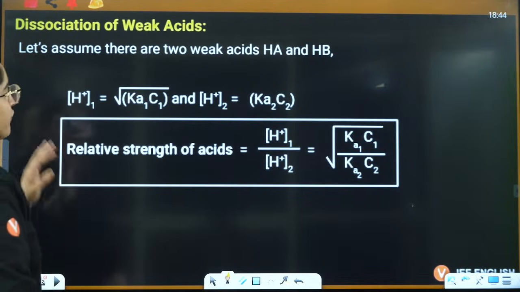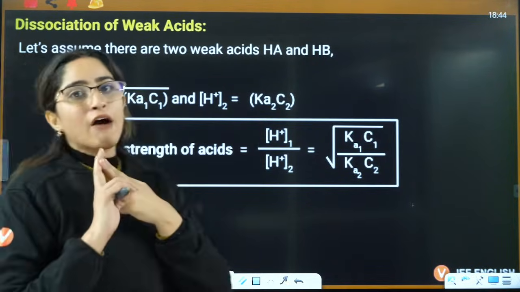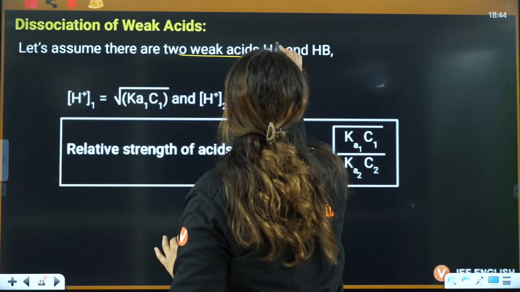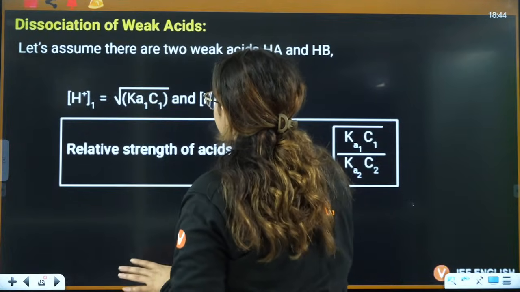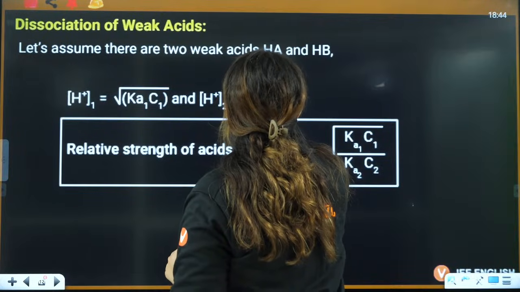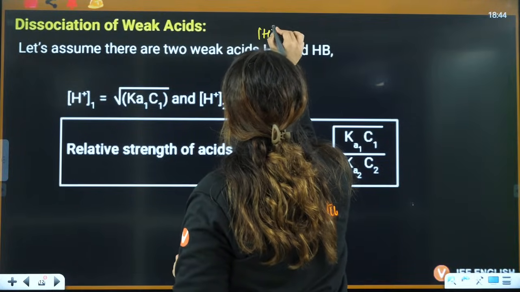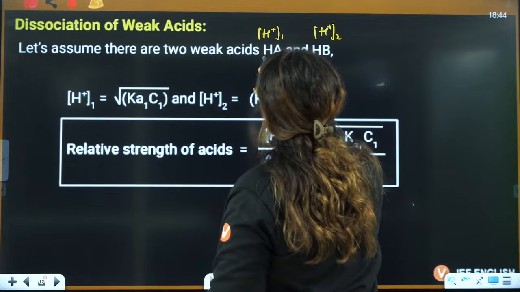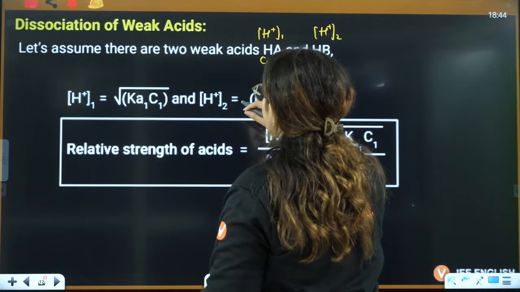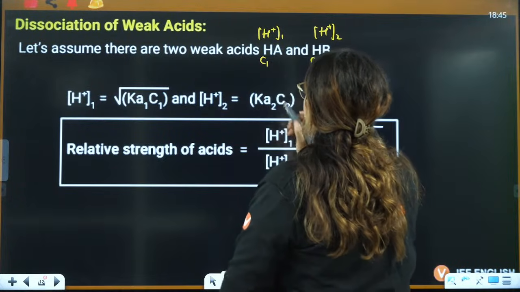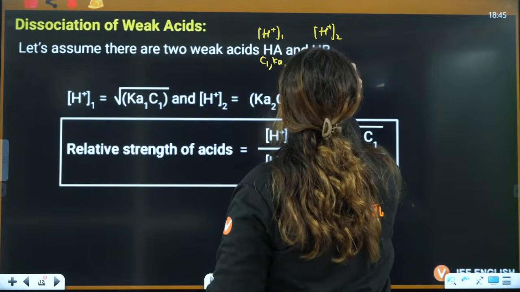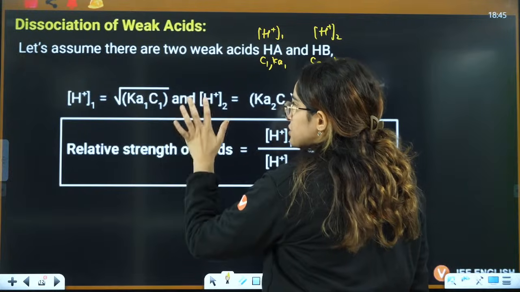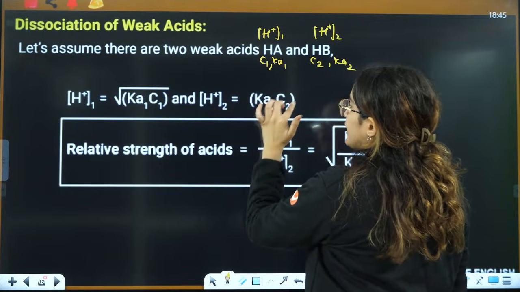Then let's say you have two weak acids, HA and HB. For one weak acid the H positive concentration is H positive of 1, for the other it is H positive of 2. Here C1 is the initial concentration, here C2 is the initial concentration. Here I am taking the dissociation constant as Ka1, here it is Ka2. So I can say that H positive of 1 is equals to under root of Ka1 into C1, and H positive of 2 is equals to under root of Ka2 into C2.